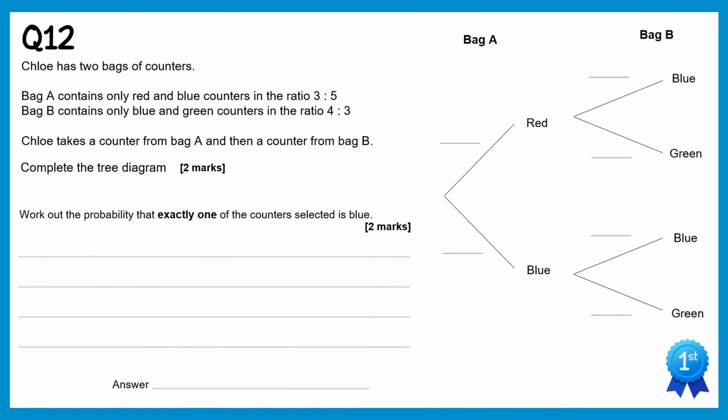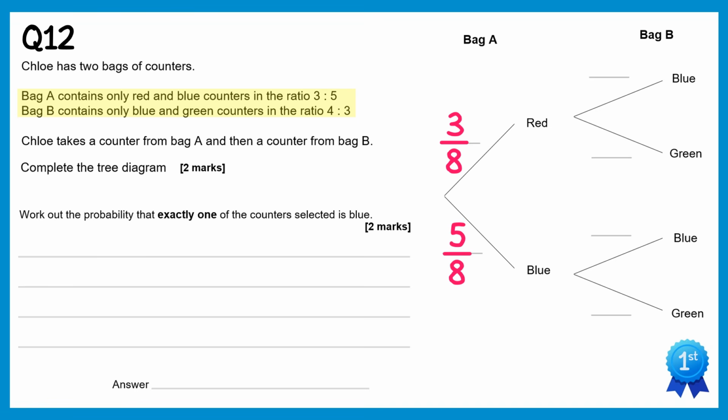In this question we have 2 bags that contain coloured counters, and we're given some information in the form of ratios. We need to complete the diagram first, so if we look at bag A, the ratio of red to blue is 3 to 5. This means there's a total of 8 parts in that ratio, so the red counters must be 3 over 8, and the blue counters must be 5 over 8.